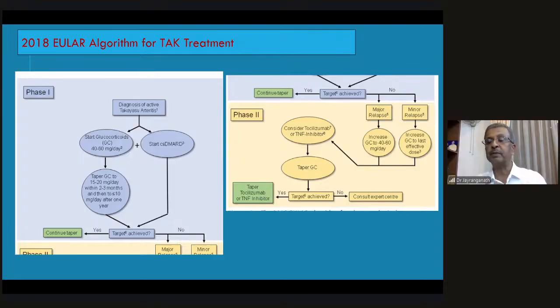If there is no response and there are major or minor relapses, we are in big trouble in phase 2. Really, we do not have an answer. We have to play around with all these drugs, and especially in phase 2 we come across these biologicals. Otherwise, in most of phase 1 we get a good response with immunosuppressants, so we don't have to worry about this. We do not have much experience with this because most of the patients do respond, except very few.